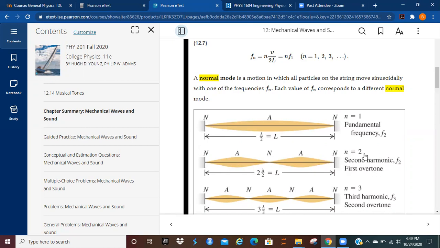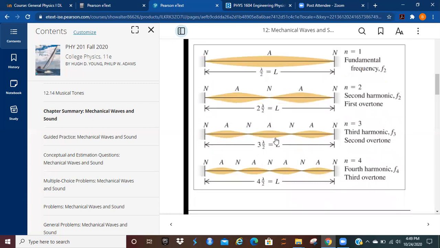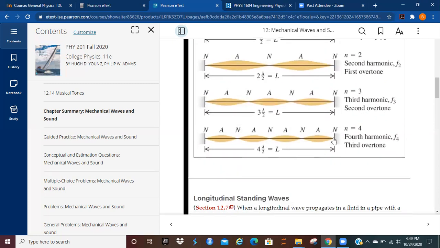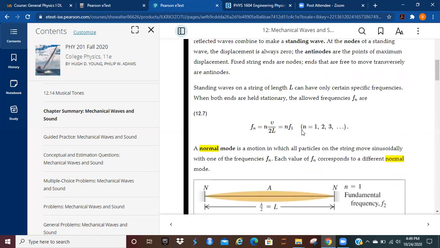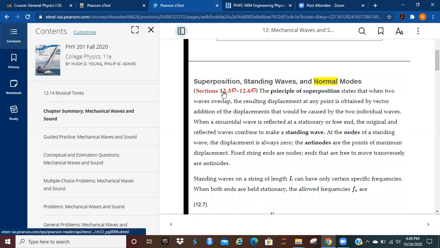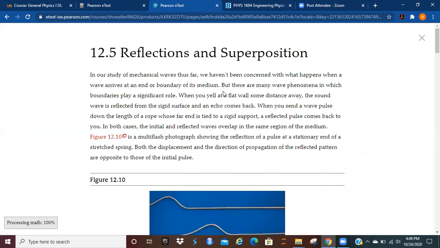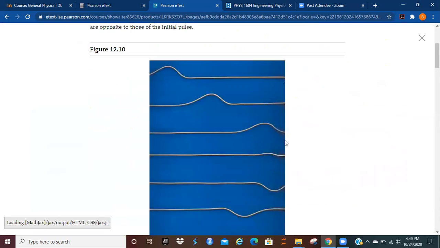And this becomes the first overtone or the second harmonic. If you go to the third harmonic, n is equal to 3, then you can see 1.5 wavelengths present there. You can see node, antinode, node, antinode, node, antinode, and then the node. Fourth harmonic, or the third overtone, would look like this. So that is something that I tend to like quite a bit.